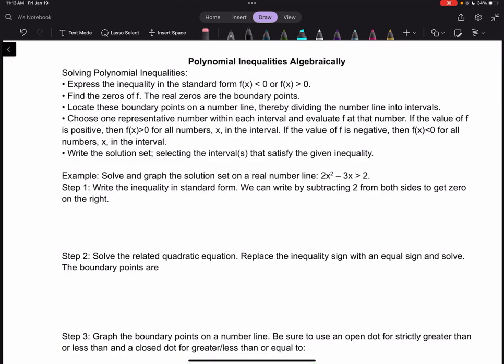Okay. The rest you can read. That's the primary sum up.